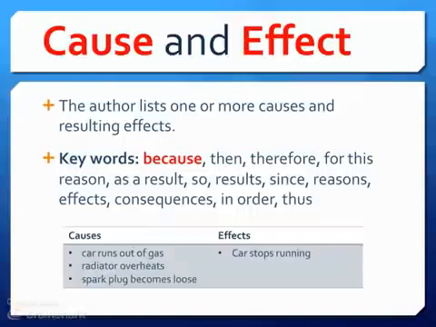Here's an example. So let's say you have these causes. Your car runs out of gas, your radiator overheats, your spark plug becomes loose. All of these are things that could happen, and the result would be your car stops running, the effect. So here you have various causes, and then you have one key effect. Sometimes you could have one cause and several effects, or sometimes the information might be focusing on just the causes.